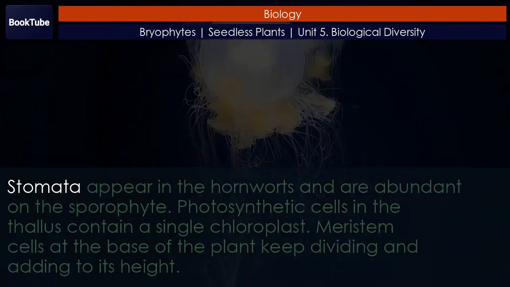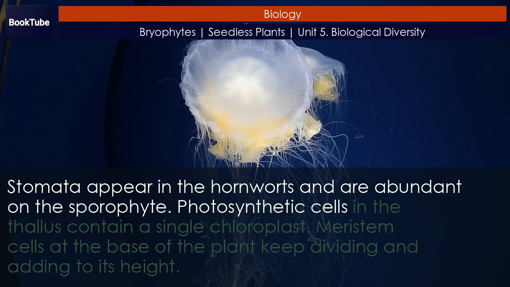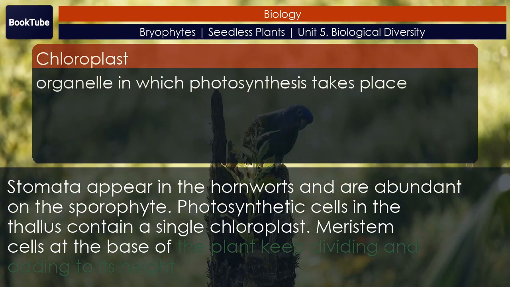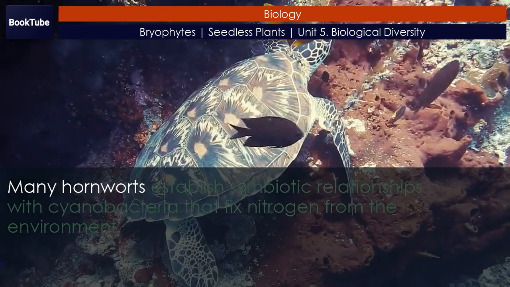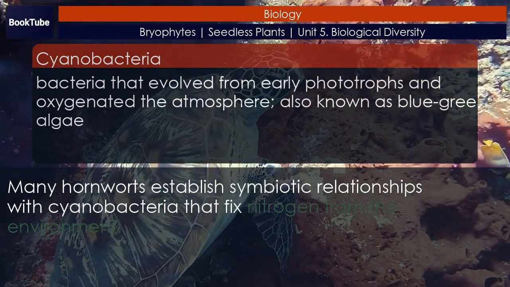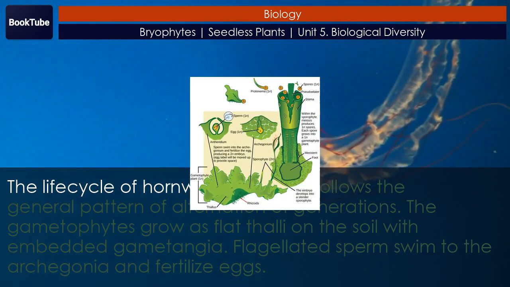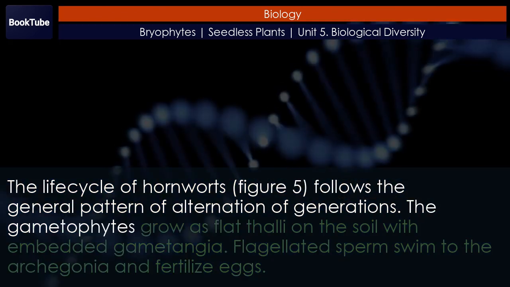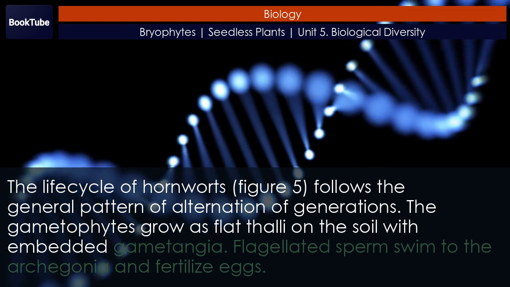Figure 4. Stomata appear in the hornworts and are abundant on the sporophyte. Photosynthetic cells in the thallus contain a single chloroplast. Meristem cells at the base of the plant keep dividing and adding to its height. Many hornworts establish symbiotic relationships with cyanobacteria that fix nitrogen from the environment. The life cycle of hornworts, Figure 5, follows the general pattern of alternation of generations. The gametophytes grow as flat thalli on the soil with embedded gametangia.